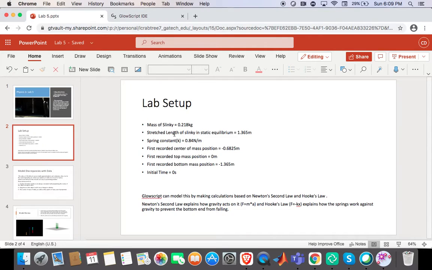GlowScript can model this by making calculations based on Newton's second law and Hooke's law. Newton's second law explains how gravity acts on it, and Hooke's law explains how the springs work against gravity to prevent the bottom end from falling.